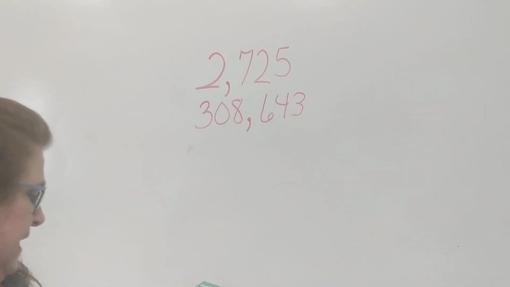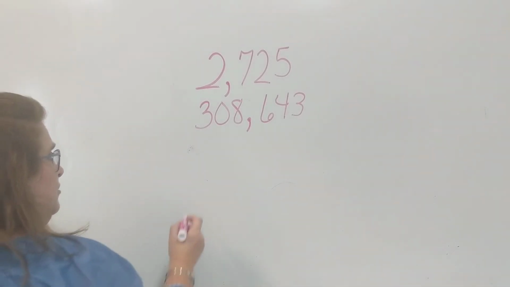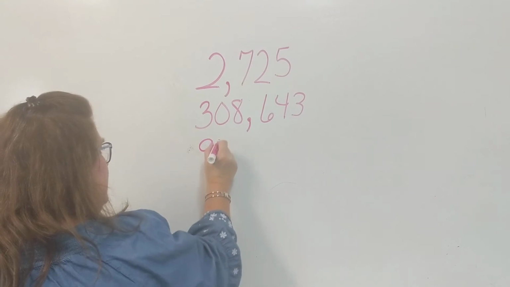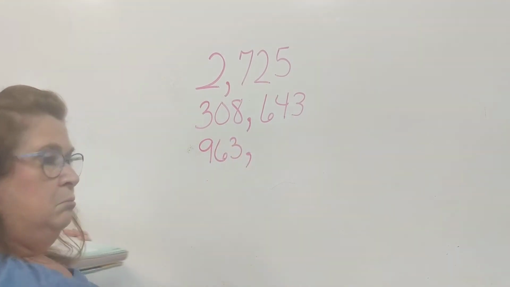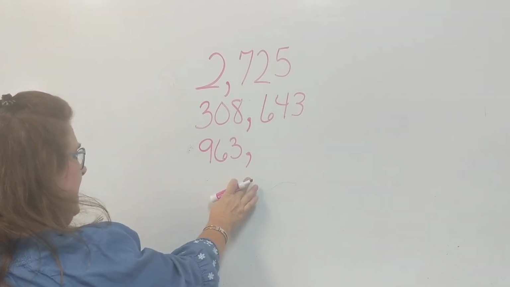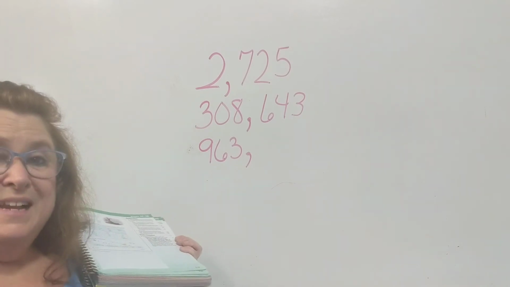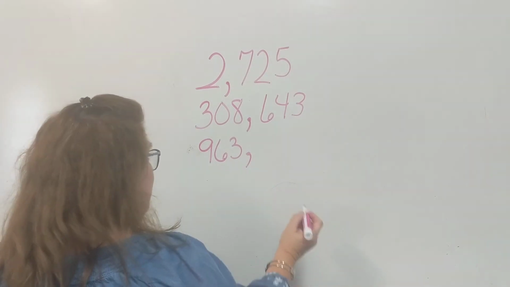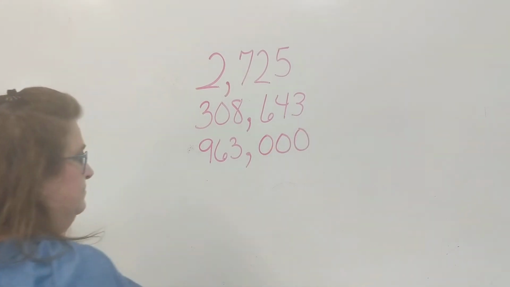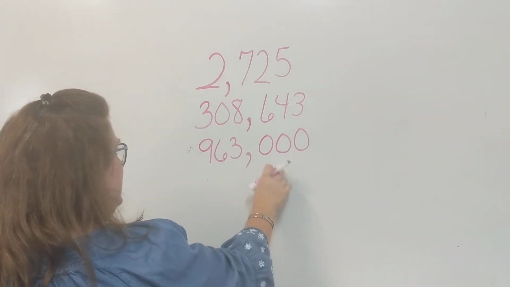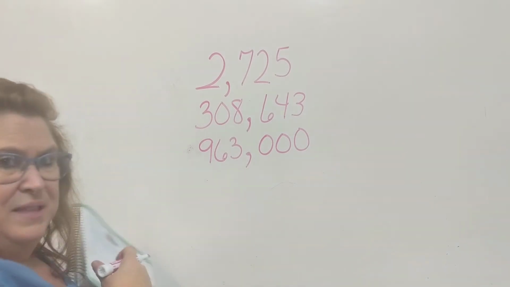And then for section C, we have 963,000. So I heard a last name, so I'm going to say 963,000. But if I have a last name, I have to have 3 more digits after it. So if it's just 963,000 and nothing else, then I have to have zeros to show nothing else. So that would be my ones, tens, and hundreds, my 1,000, my 10,000, my 100,000.